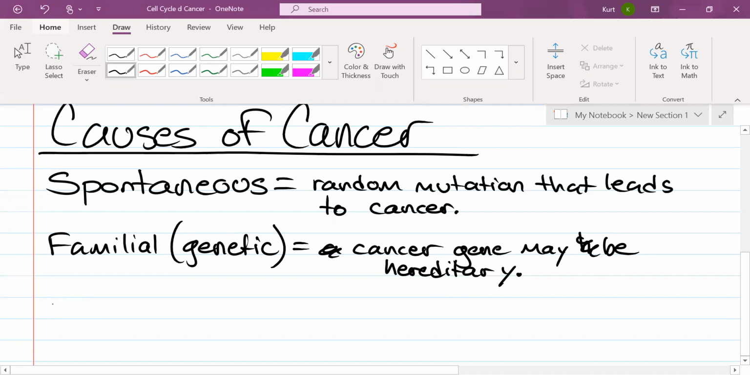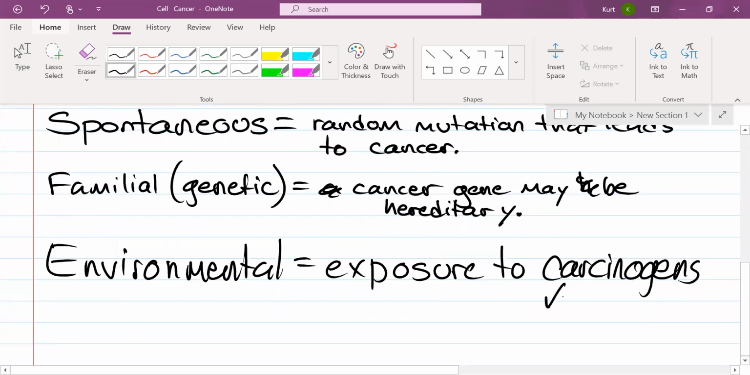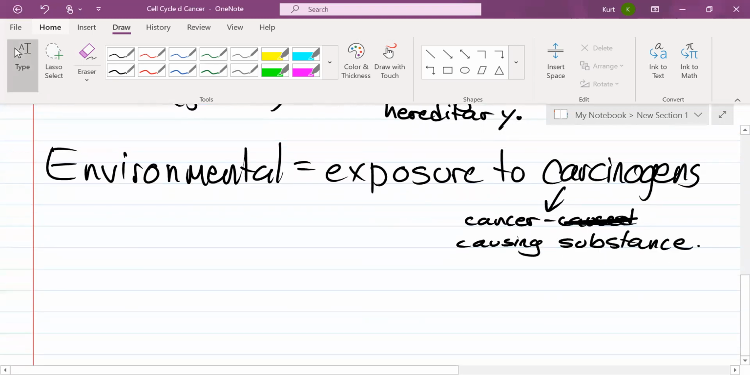And then we have environmental. Environmental is typically exposure to carcinogens. You know what a carcinogen is? It's a cancer-causing substance. Could be cigarettes. Could be radiation. Could be pollution. It's one of the big reasons we want to have clean air and clean water. We don't want a bunch of pollution in there to toxify our bodies. It can lead to cancer.